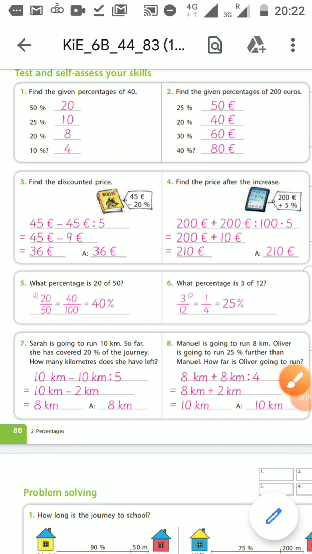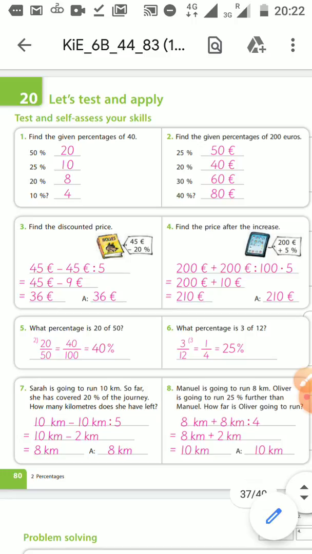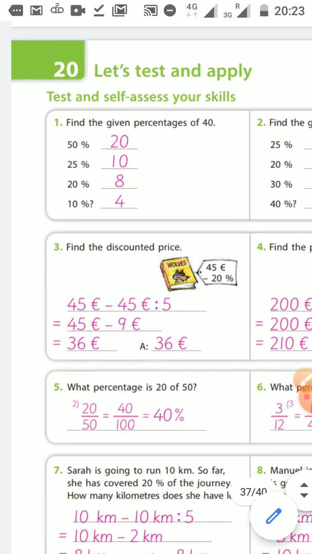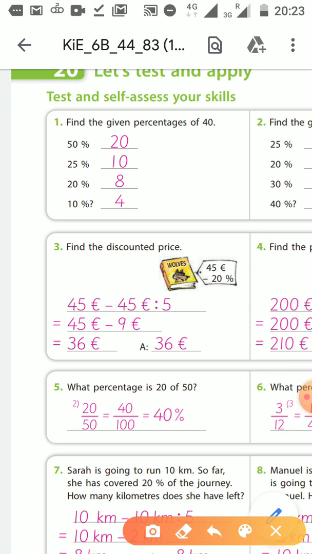Okay, morning all. Next we're going to look at chapter 20 today, percentages, and it should be a bit shorter this one. So we'll just have a look at some of the questions here if you need guidance. First question is find the given percentage of 40. That's this question we're doing here.